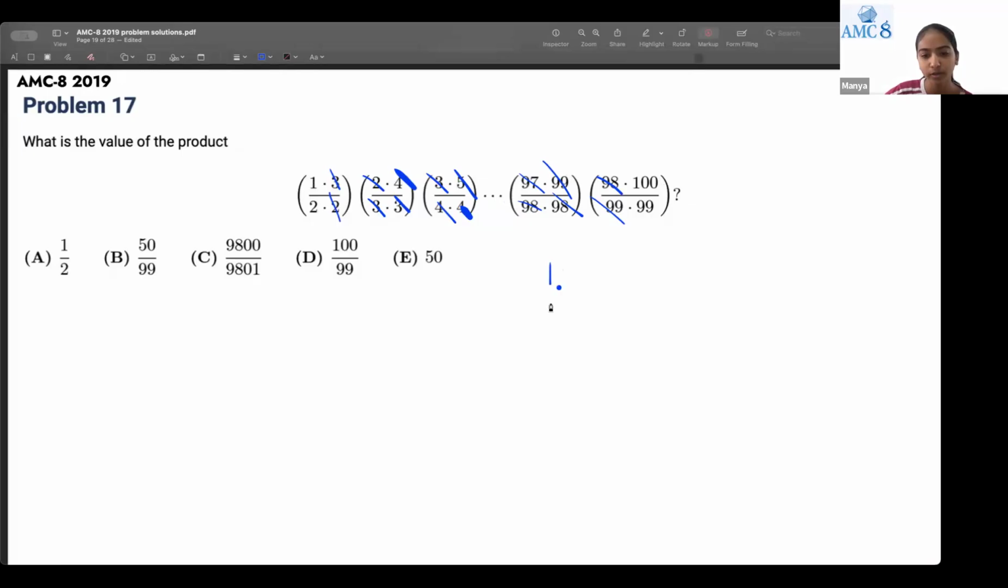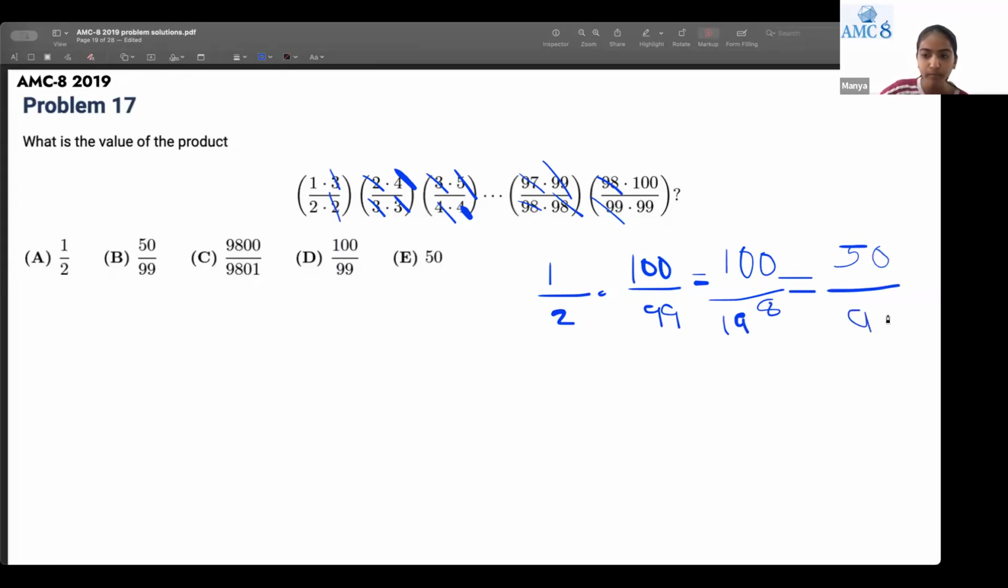So 1 by 2 times 100 by 99. And so we would be getting 100 by 2 times 99, which is equal to 198. And so 100 over 198, if we divide by 2 on both sides, then we'll be getting 50 over 99. And that's how we got our answer choice B.